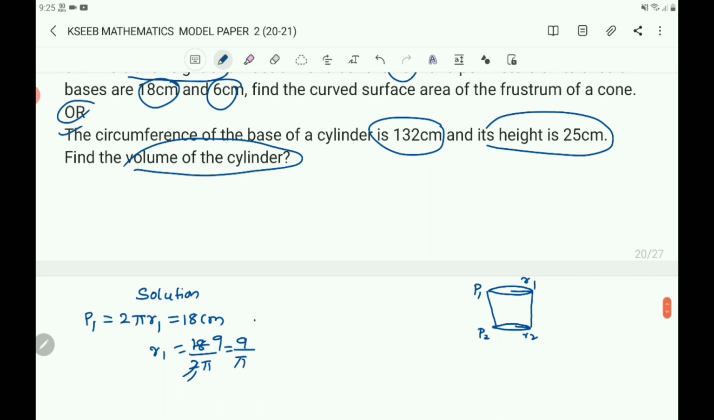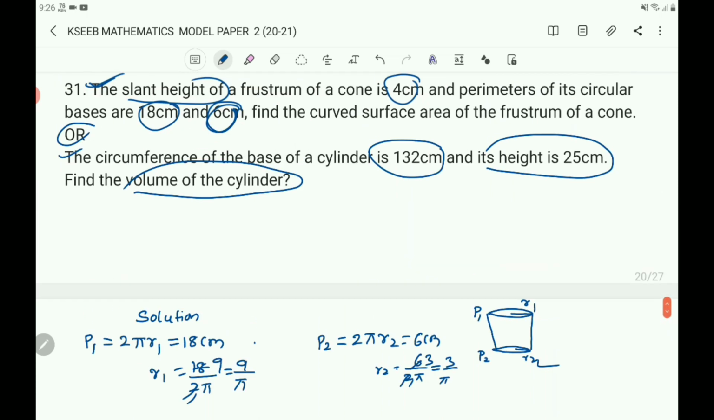R1 equals 9 by pi, and you take again P2. P2 is the perimeter of the other base, that is also 2 pi R2, where R2 is a radius. That equals, it is given, 6 centimeter. Then R2 equals 6 by 2 pi. So it is 2 ones are 2, 2 threes are 6, this is 3 by pi.